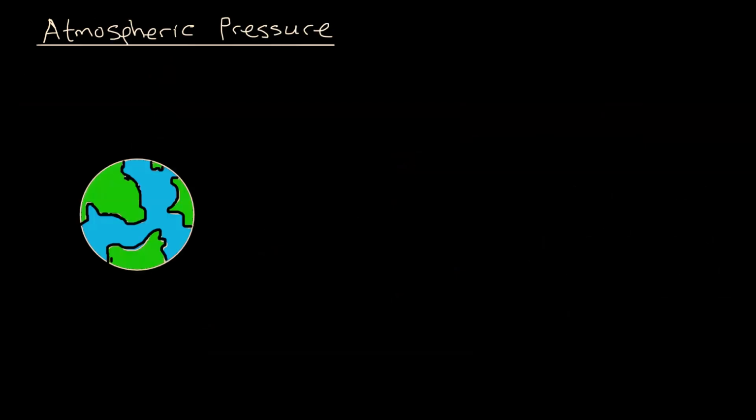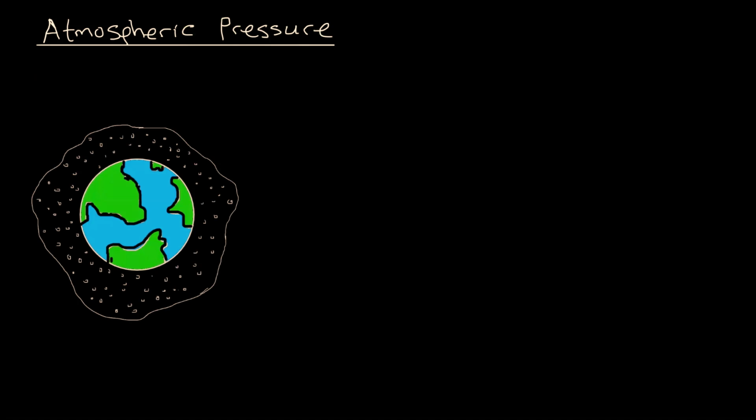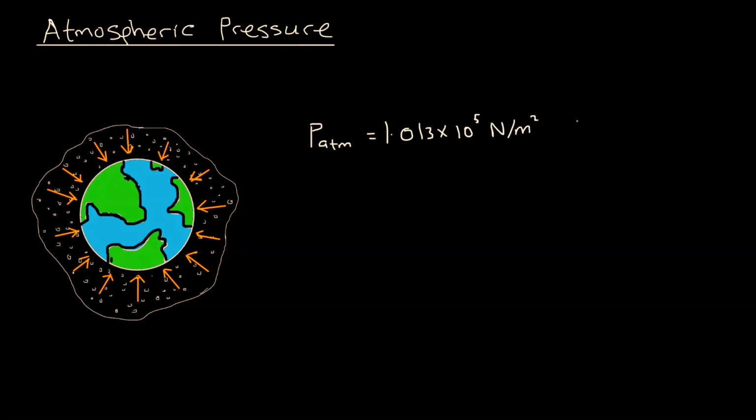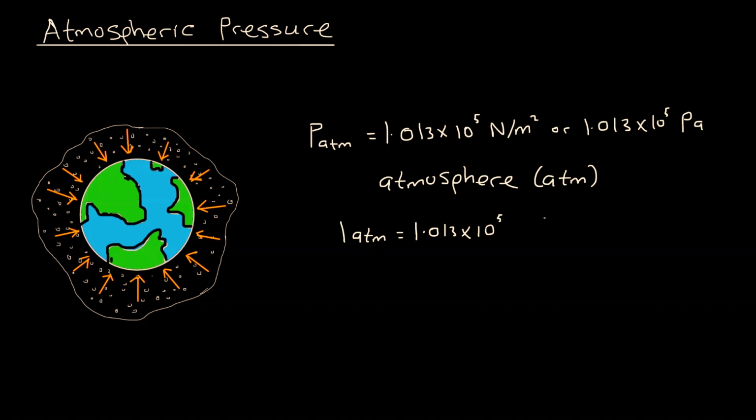The planet's atmosphere is made up of gases, which we classify under fluids, and so it exerts pressure on every object it comes in contact with. And this pressure varies from place to place depending on factors such as altitude, weather conditions, and wind velocity. But at sea level, the atmospheric pressure on average is equal to 1.013 times 10 to the power of 5 Newton per meter squared, or 1.013 times 10 to the power of 5 pascals. This value allows us to define another unit of pressure called the atmosphere. So 1 atmosphere equals 1.013 times 10 to the power of 5 Newton per meter squared, or pascals.